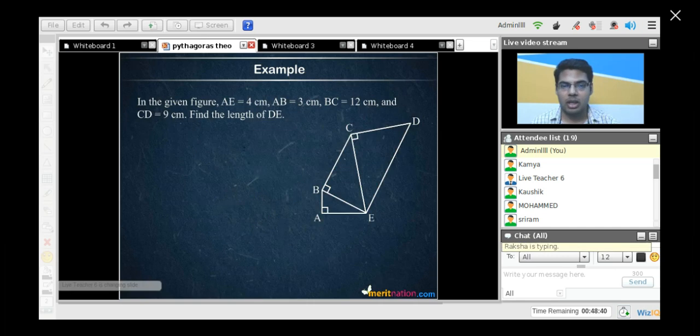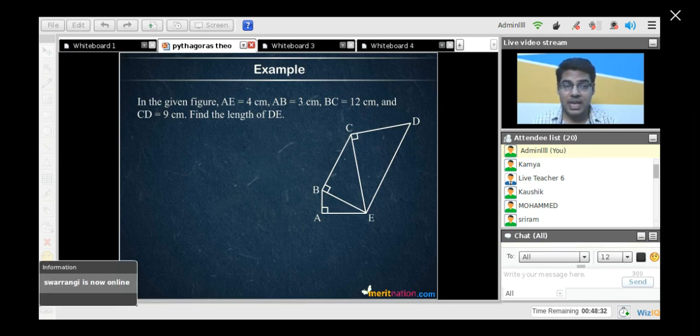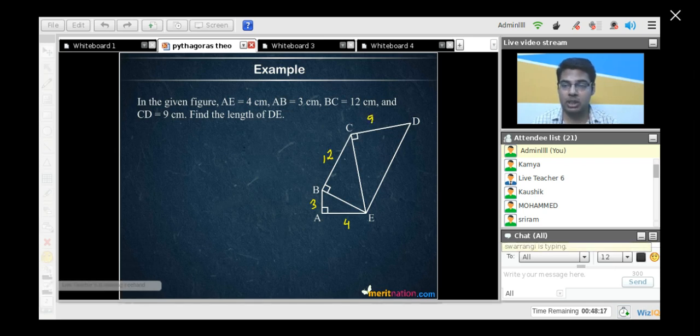Okay. Now let us try to understand this question. This is again a very easy question. So in the given figure, AE is equal to 4. So let us try to write it down. AE is equal to 4. AB is equal to 3. Fine. BC is given to us as 12, and we have CD as 9. Let's try to write down the units. Now we have to find out the length of DE. This is what we have to find out.